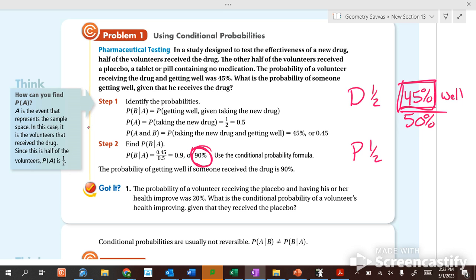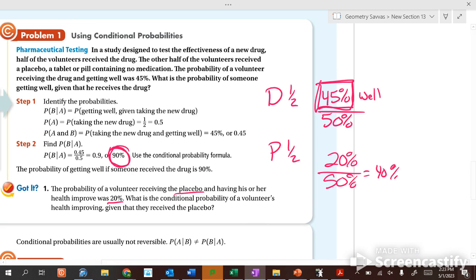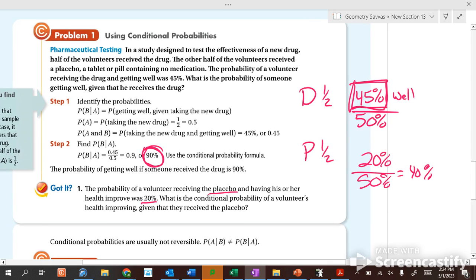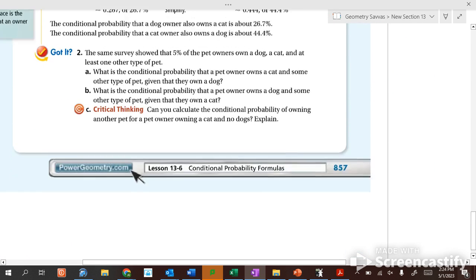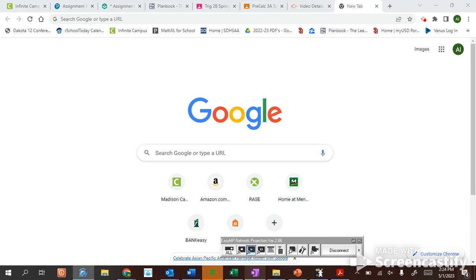Okay? The probability of taking a placebo and having your health improve was 20%. So a 20% chance of getting better if you had the placebo out of the 50% of the people who were in the study. Well, 20 out of 50 is 40%. So you had a 40% chance of getting better if you were in the study receiving the placebo. Okay? So that's where it makes it a little more not super easy to understand.